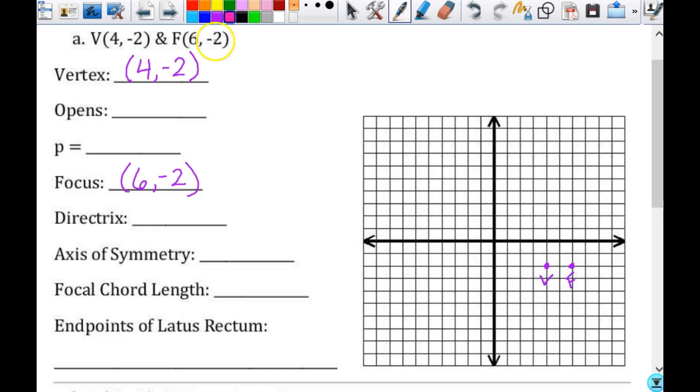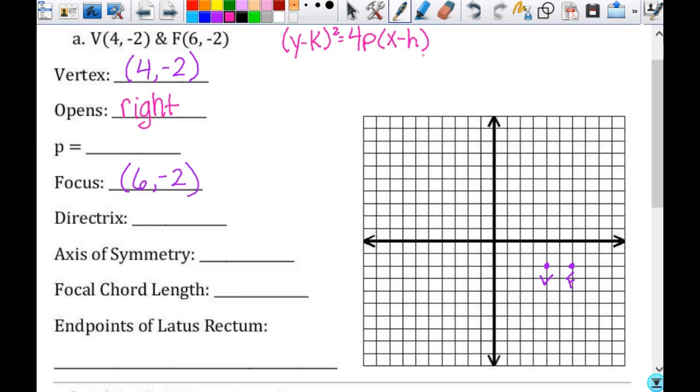That should already tell me something, right? Is it going to open left, right, up, or down? Right, okay? So it opens right, which means I know then that my generic form is going to be... Dang it. Y, sorry. We know that that is wrong, of course. So y minus k squared equals 4p times x minus h.